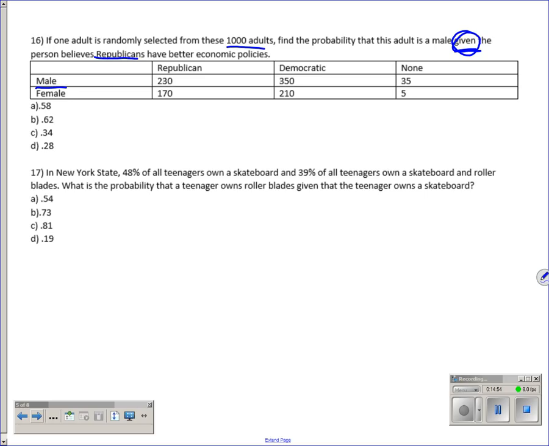Okay, so normally when I do these types of problems, I would do it out of 1,000 adults, my total. But what the given is doing is it's narrowing it down for me. It's telling me, hey, we're not looking at everybody. We're just looking at the Republicans. We're only looking at these numbers here, which is a total of 400 people. So instead of looking at 1,000, I'm looking at 400. Okay, well, I want to know the probability of out of these 400 that it's a male. So I'm looking at 230 males out of 400. All right, which in this case is 0.58 or A.